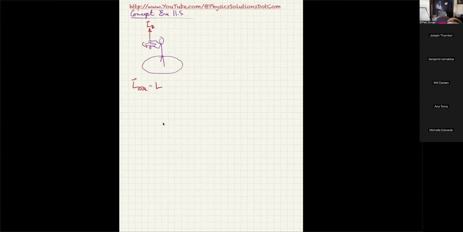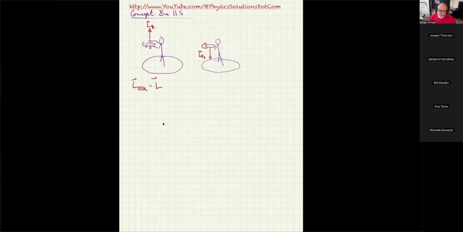Okay. But what's going to happen is once he turns that over, the wheel is now turning this way, and the angular momentum for that is, let's call it LB2. That's going to be pointing down.